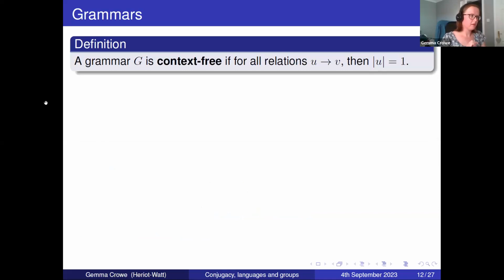Context-free: a grammar is context-free if for any of the relations, the starting word on the left-hand side of the relation is of word length 1. Now, by these definitions, you can see that any regular language is necessarily context-free, and that came from the Chomsky hierarchy as well. But there are examples of languages which are context-free but not regular. And one example that I want to highlight is actually a language that all of us mathematicians use every single day when we're using LaTeX, for example.